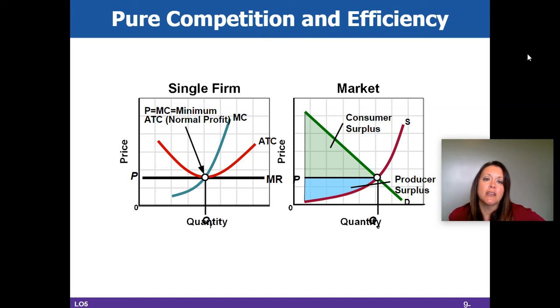So here is one more look at those curves. On the left-hand side, you've got the long run equilibrium for a single firm, where marginal cost equals average total cost equals price. On the right-hand side, you've got your market equilibrium. In the long run, that traditional downward sloping demand curve, upward sloping supply curve. And again, the consumer and producer surplus are maximized. And so you have maximized your efficiency in that situation.